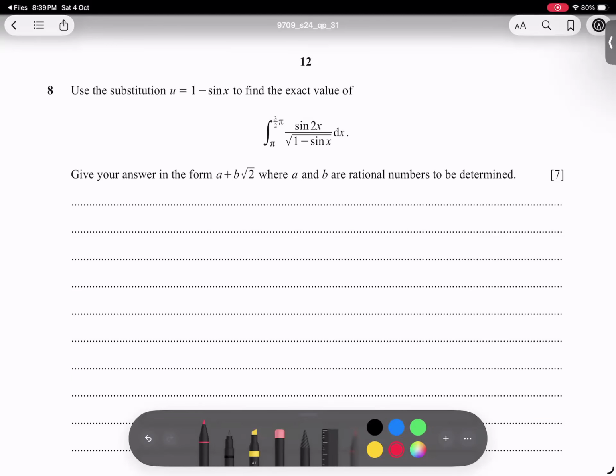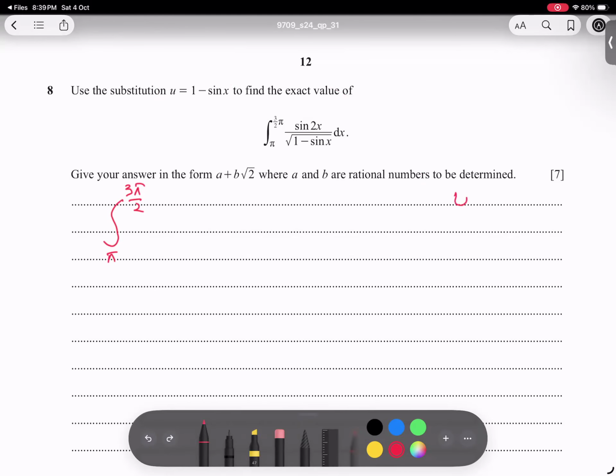Bismillahirrahmanirrahim. This is June 2024, 31 variant, question number 8. Topic is integration. So have a look here. He has given us the substitution. So the topic is integration, but whenever we start this kind of question, what to do? We start from the differentiation.